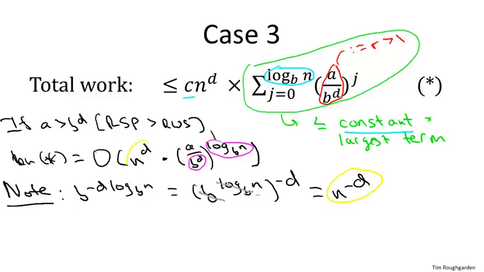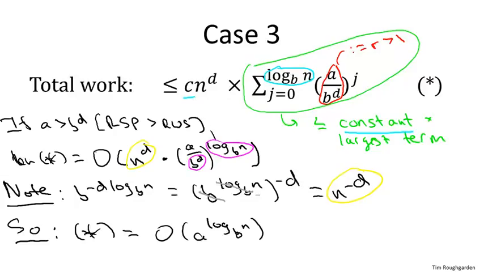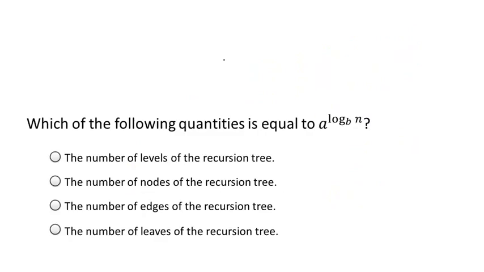And now, remarkably, this n to the minus d is just going to cancel out with this n to the d, leaving us with merely a raised to the log base b of n. And thus, out of this crazy sea of letters, rises a formula we can actually understand. So a to the log base b of n, if we step back and think for a minute, is actually a supernatural quantity. It describes something about the recursion trees that we already knew was supposed to pop up in the analysis. I'll let you think through exactly what that is in the following quiz.